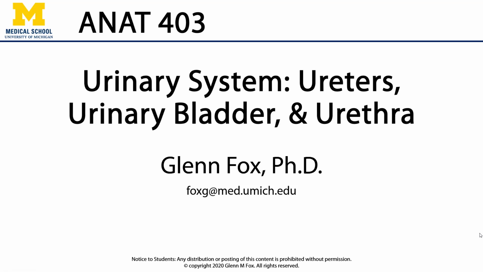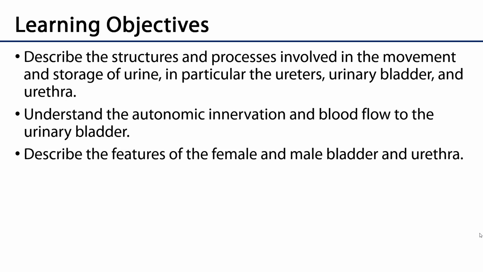Hi, let's talk about the ureters, urinary bladder, and urethra. In this video, we'll discuss the structures and processes involved in the movement and storage of urine, particularly in the ureters, the urinary bladder, and the urethra. We'll also discuss the autonomic innervation and blood flow to the urinary bladder, as well as the differences in the features between male and female urinary bladders and urethrae.